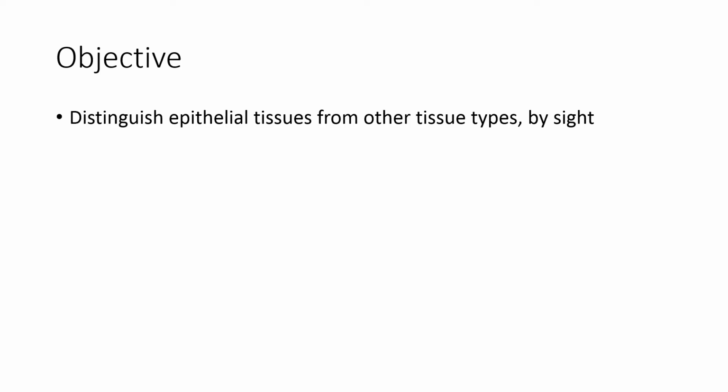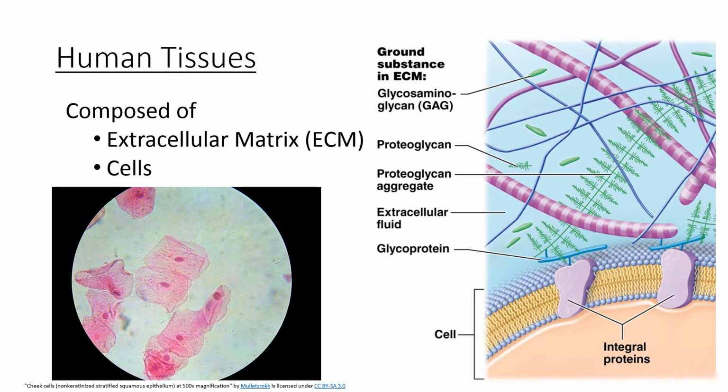So your objectives for this video are to distinguish epithelial tissues from other tissue types by sight and to name the epithelial tissues. The key to identifying different types of human tissues under a microscope is to pay close attention to the types of cells in the tissue and the amount and characteristics of the extracellular matrix that surrounds them. The extracellular matrix is also called the ECM.